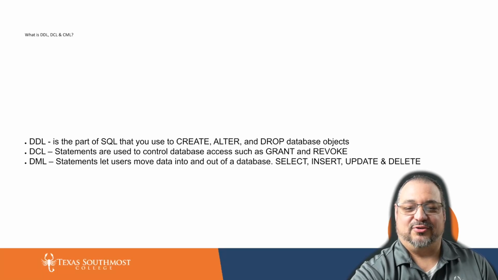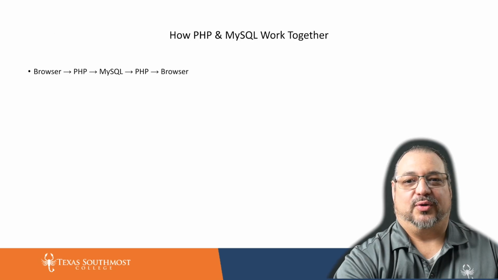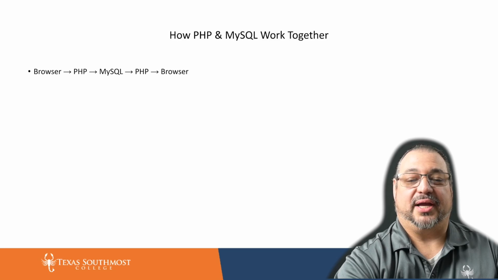DML statements let users move data into and out of a database: select, insert, update, and delete. Select gets data out of the database. Insert puts in a new entry. Update edits pieces of the entry in place, and delete gets rid of an entry. How PHP and MySQL work together: browser, PHP, MySQL, PHP, browser.